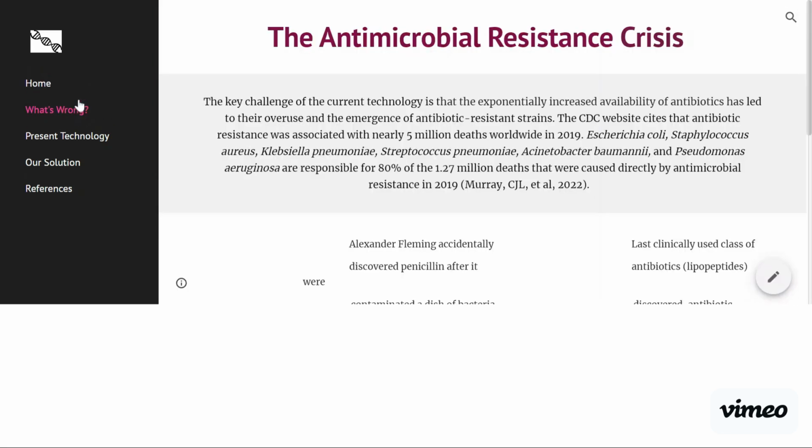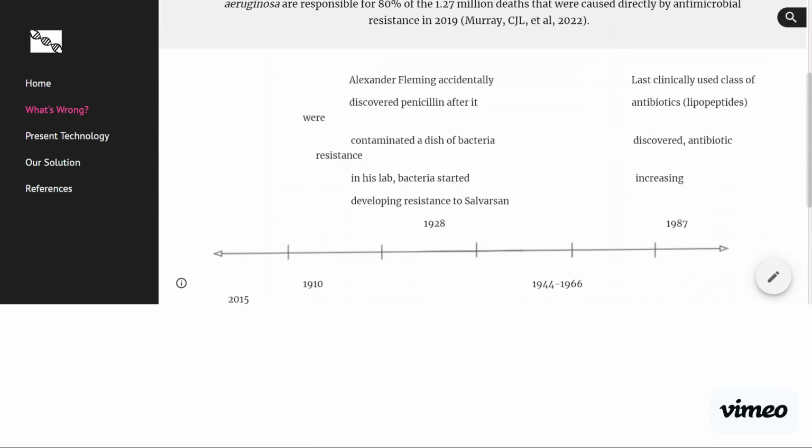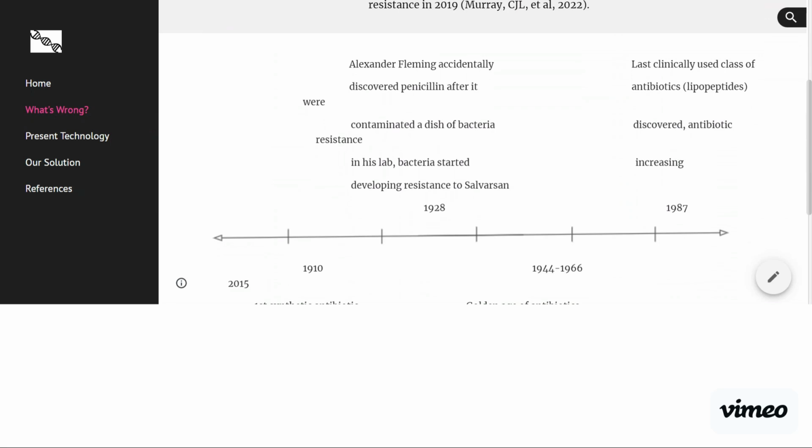What's wrong? In 2019, the CDC website stated that antibiotic resistance was associated with nearly 5 million deaths worldwide and directly caused 1.27 million of these deaths, making it a global public health crisis. This is because of the gap between 1987, when the last clinically used class of antibiotics was developed, and today. As a result of this long time period, bacteria were given the chance to further evolve in order to make antibiotics ineffective.